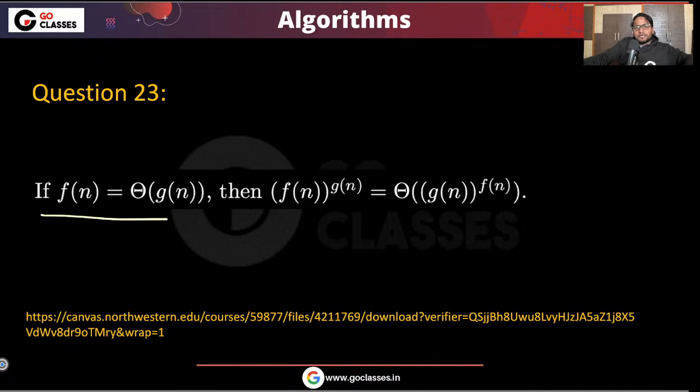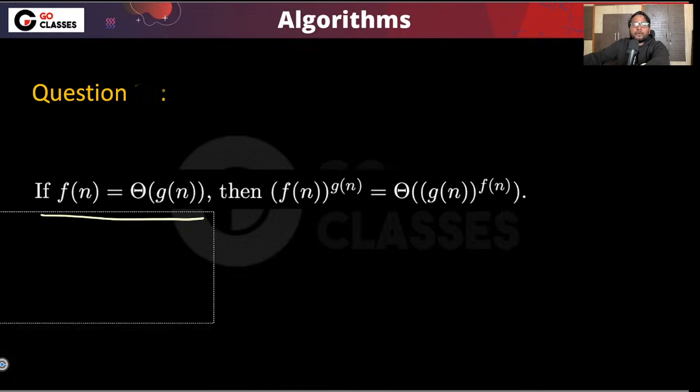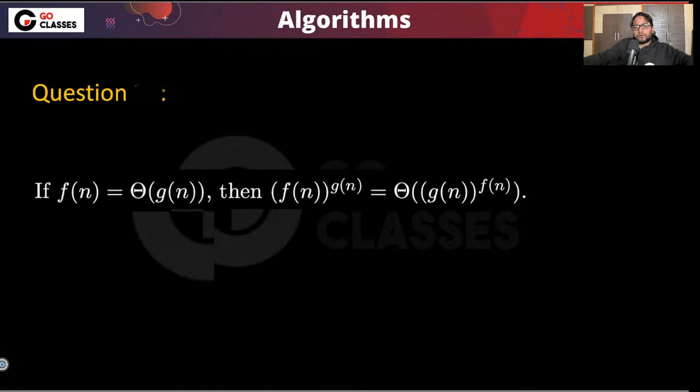If f(n) is... okay, the question number might not be correct. So if f(n) is theta of g(n), then f(n) power g(n) equals theta of g(n) power f(n). So just think about it and try solving it. They are saying if both are related by theta, then what can you say about these functions now? See if the constant can play some role.